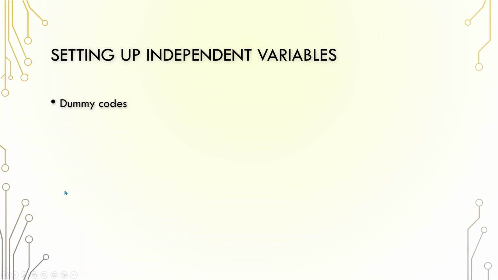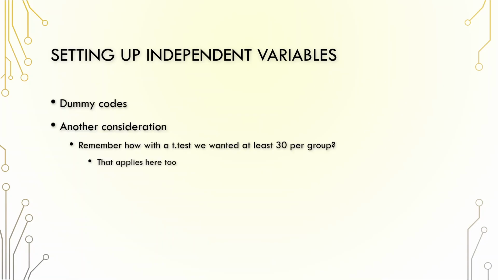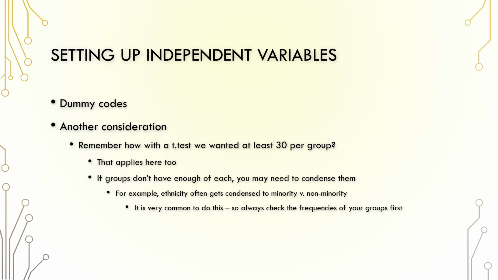Okay, now another consideration here, when we are running our independent samples t-test, we said that it was good to have at least 30 people in each group. That applies here too. And this often becomes a little trickier when we've got bigger groups or a variable with more groups, because sometimes you don't have very many people in one of the groups. So it's fairly common to see studies where they end up condensing, and they'll say married or not married, minority versus non-minority.